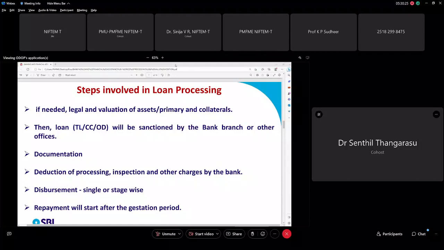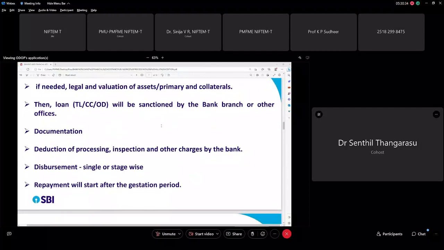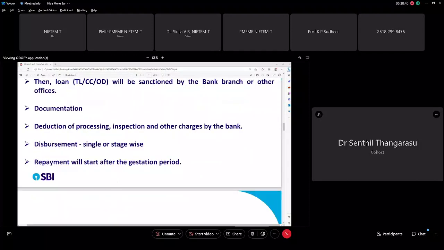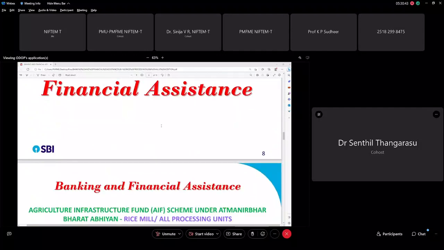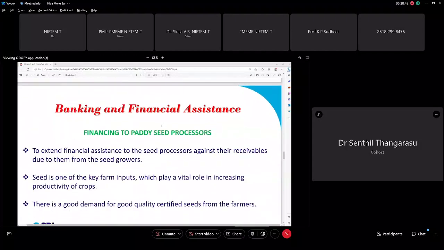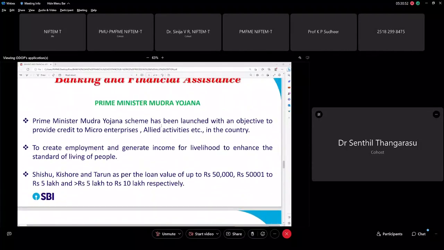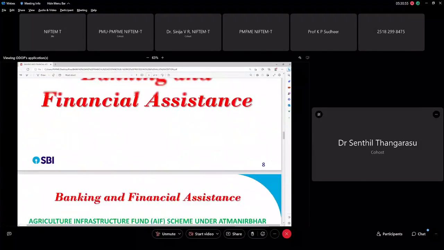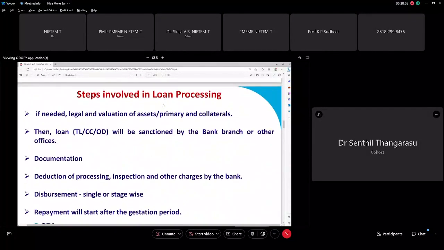For rice mill or any other processing unit, you can get covered without collateral security up to 2 crore. You don't need to offer any securities. Only the primary property you have to offer to the bank. Minimum margin is only 10%, maximum 20% depending upon the proposal. Without any securities apart from your primary property, you can avail the loan up to 2 crores under this scheme. The main motto of the proposal is to generate employment and reduce food wastage. This is the most important thing behind the scheme.